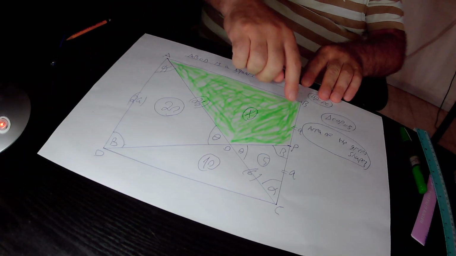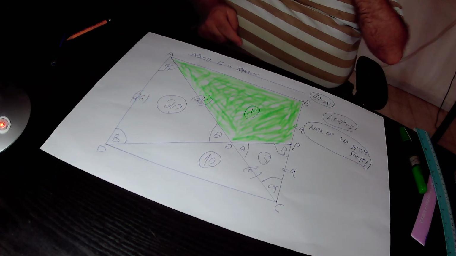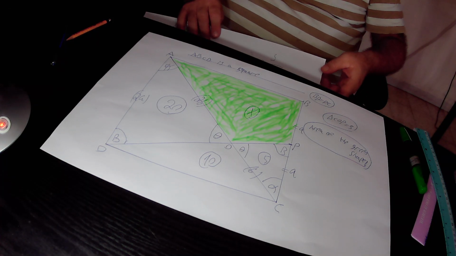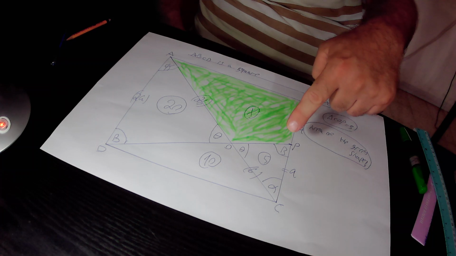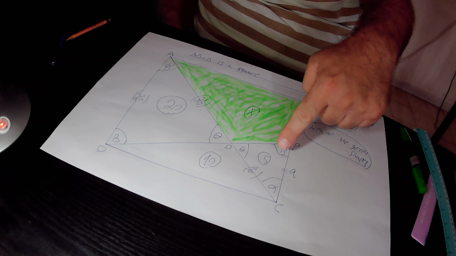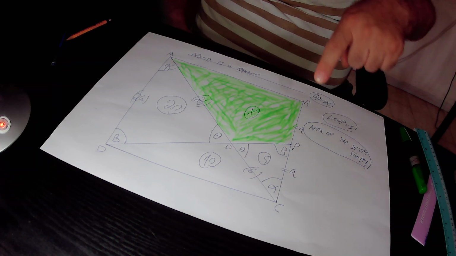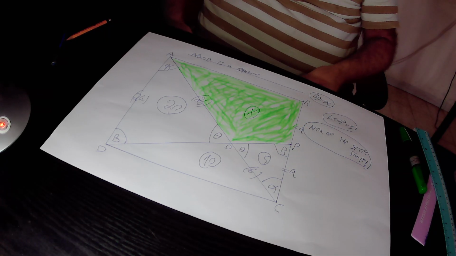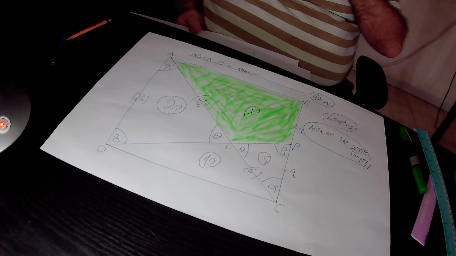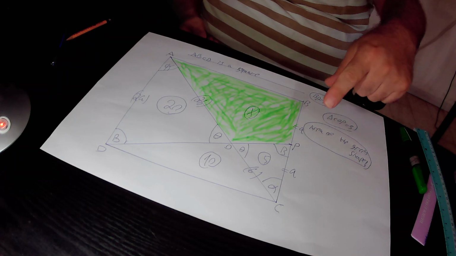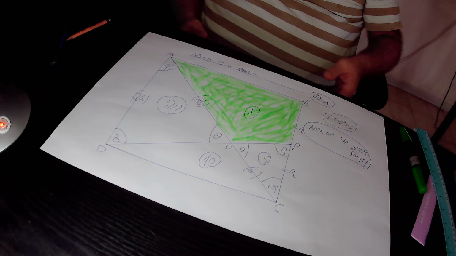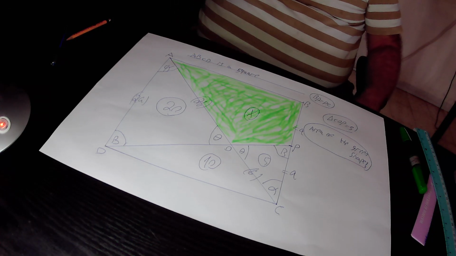this is square ABCD, and we also know that this is a triangle OPC. The area of this triangle OPC is 5. And we also know that BP equals PC. So again, our mission is to find out the area of this green shape.